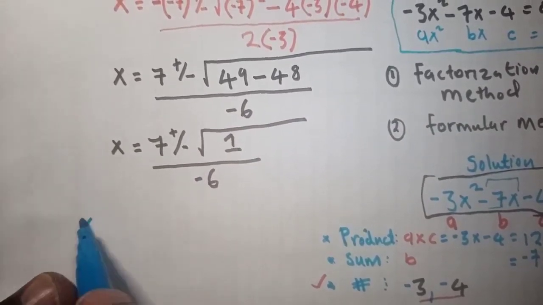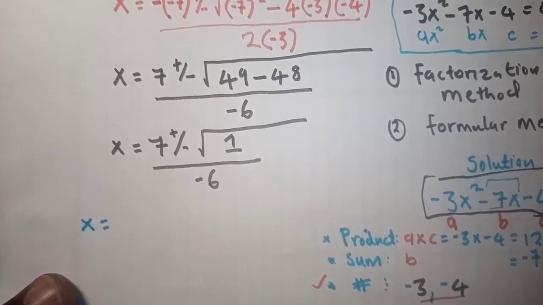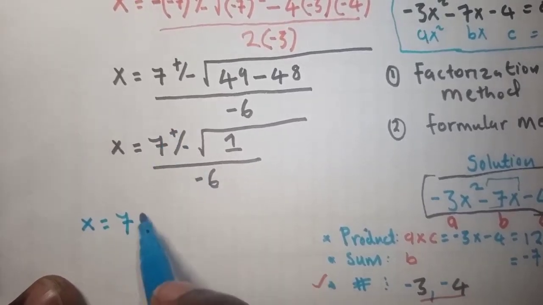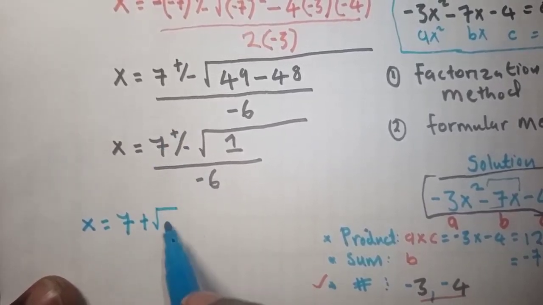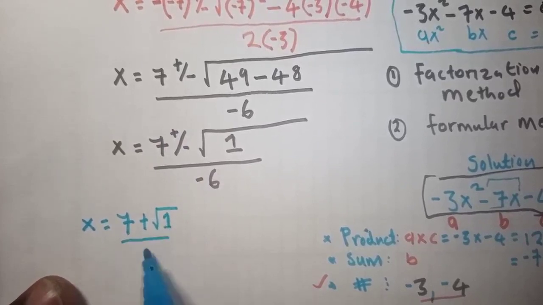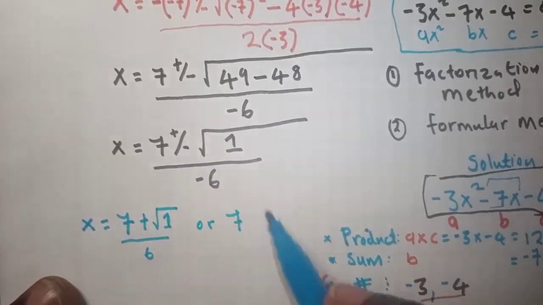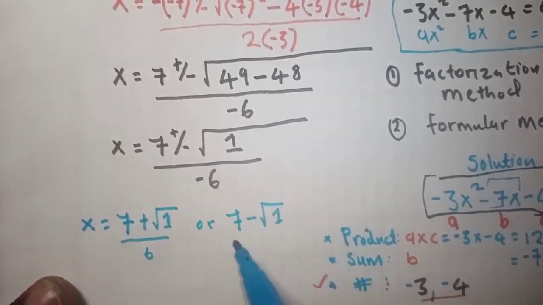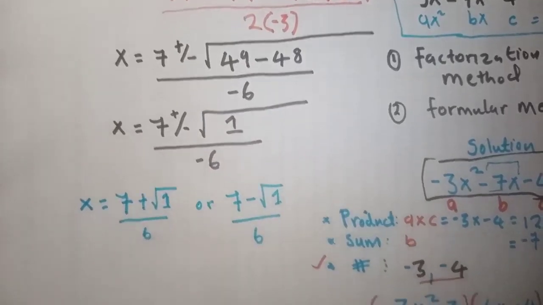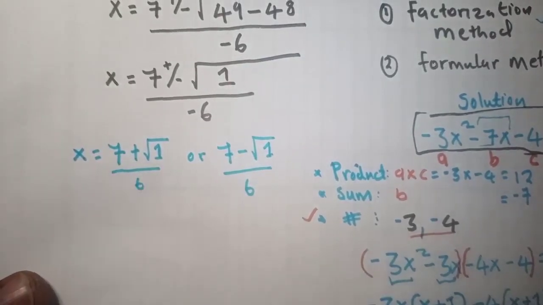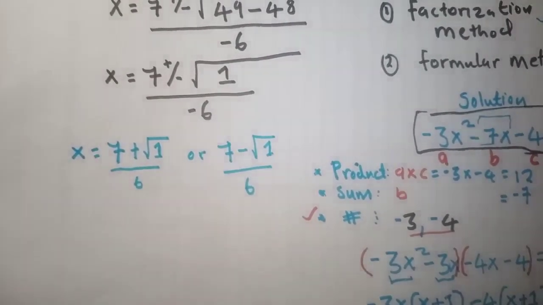This is going to be x is equal to 7. Okay, we start with the plus, so 7 plus square root 1 over 6, and then you say 7, you go to the minus square root 1 over 6. Okay, so once we reach here, we're almost done. Here the calculator will help us. You just put everything here on your calculator and see what you get.